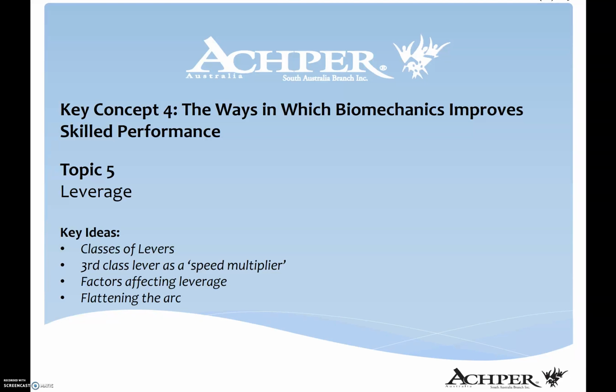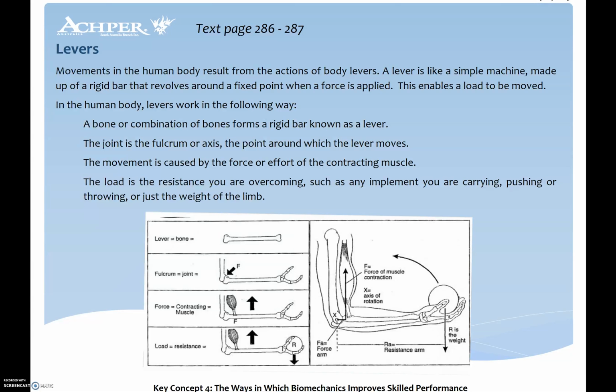So our next topic, which is 7.4 in the book, is leverage. The key ideas here are looking at the classes of levers, the third class lever as a speed multiplier, and factors affecting leverage and flattening the arc. The movements in the body result from the actions of body levers. Levers are like simple machines, and they're generally allowing a load to be moved.